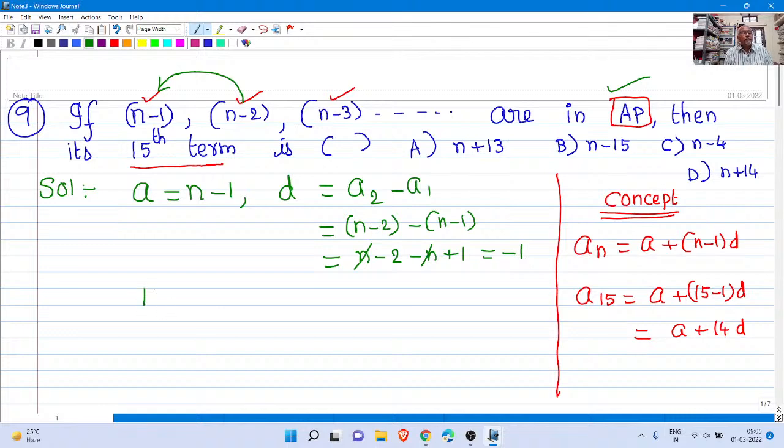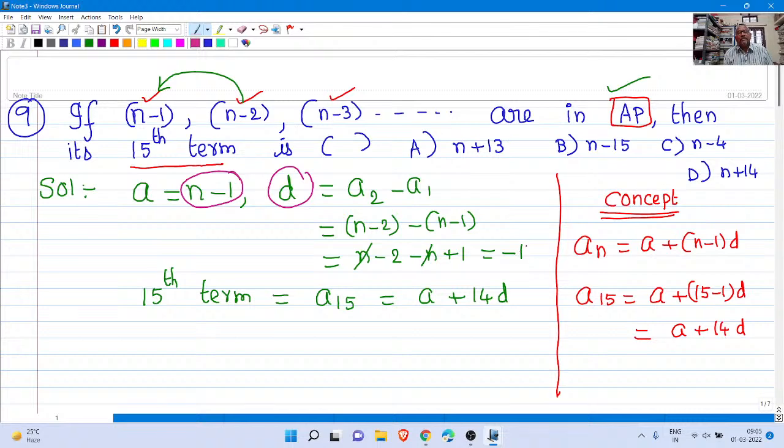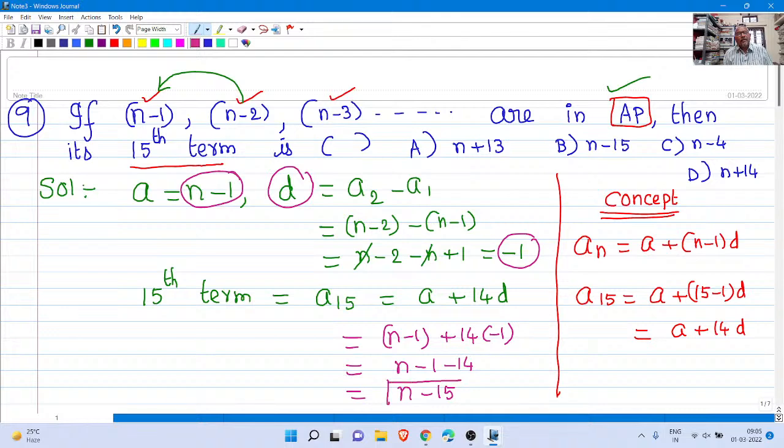Now the required term, A15, is equal to A plus 14 times D. A is replaced by n minus 1, whereas D is replaced by minus 1. Let us substitute: n minus 1 plus 14 times negative 1, that is minus 14. So minus 1 minus 14 is minus 15, and n is there. n minus 15 is our answer, the 15th term.